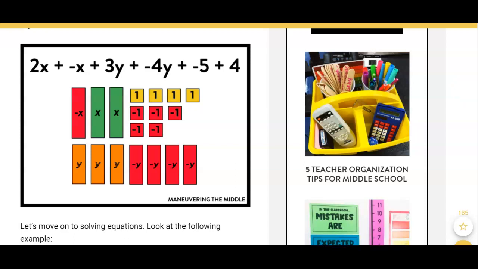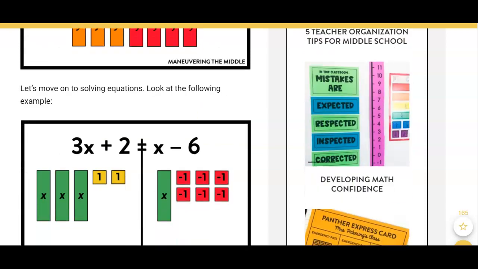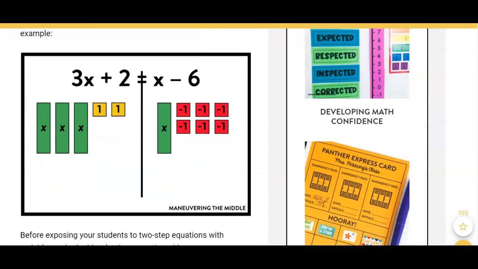Now, a lot of times I don't actually use tiles. Sometimes I just have poker chips with things written on them, or different objects in different sizes, so that they see different colors and different sizes. But let's get down to the equation piece of it.